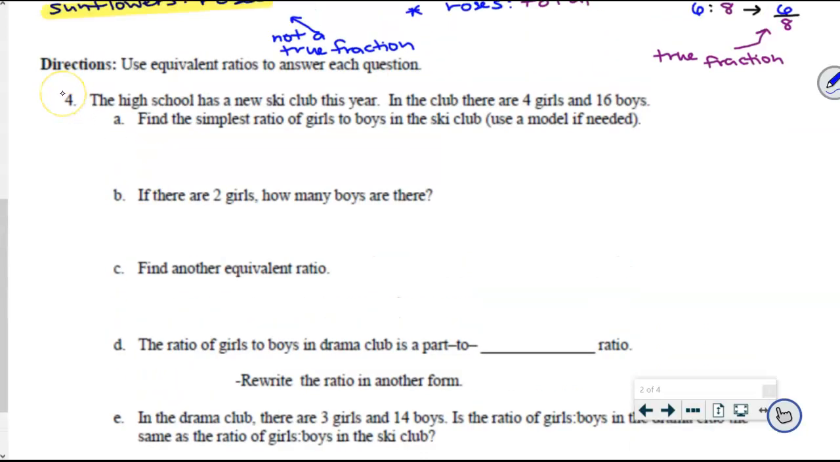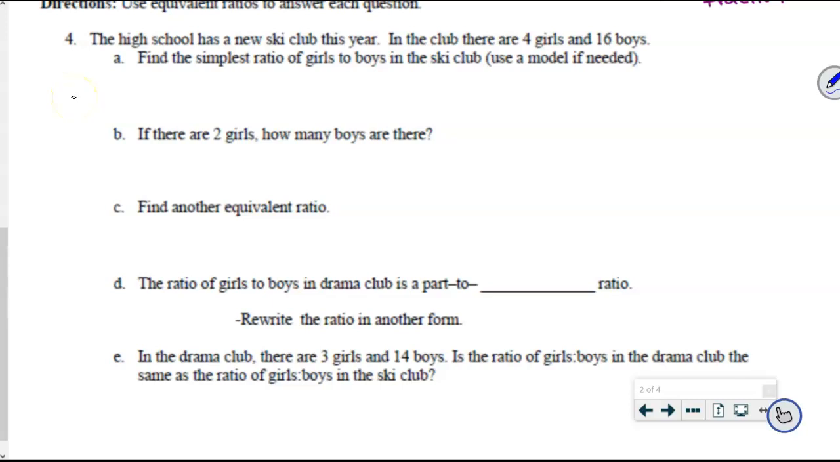Okay. The high school has a new ski club this year. In the club, there are 4 girls and 16 boys. Find the simplest ratio of girls to boys in the ski club. Now, folks, you are famous for just writing down the answers without showing any of your thoughts. So that's why we're doing this together. We are going to model the work that I expect to see on each of these problems, starting with, let's write the original problem. We have 4 girls to 16 boys. So I'm going to write that as the fraction 4 to 16. Notice what I'm doing though. I want us to include labels. So that 4 represented the girls.